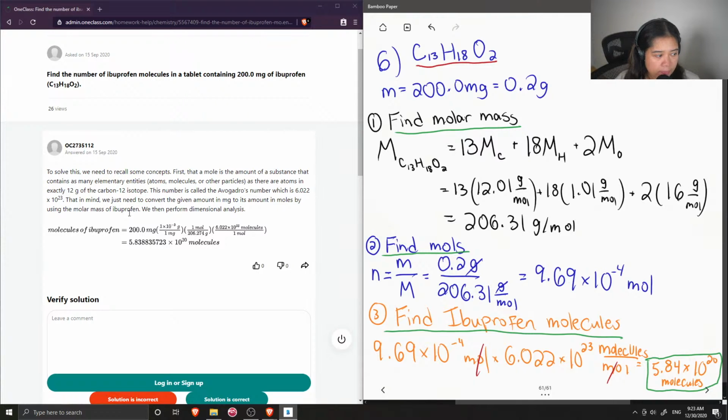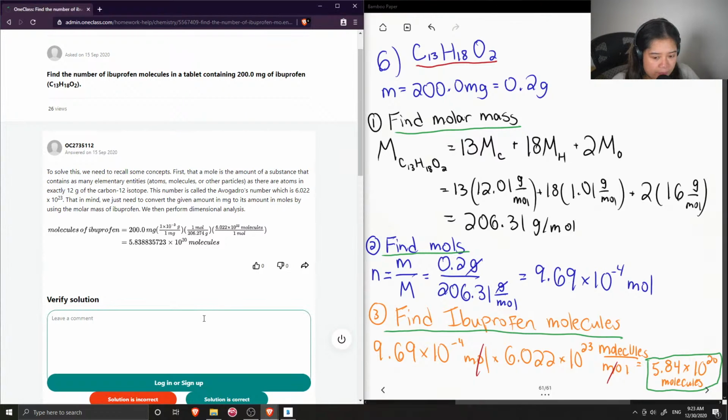So they showed it all in one line. So starting from 200 milligrams, they converted it to grams and then divided by the molar mass of ibuprofen and then multiplied by Avogadro's number and then got 5.838835. Pretty much the same thing. So this solution is correct.